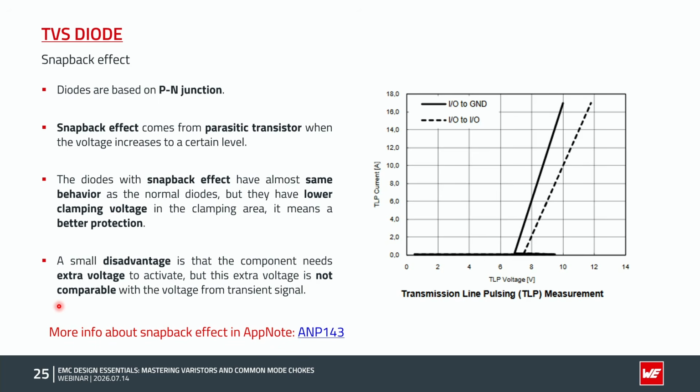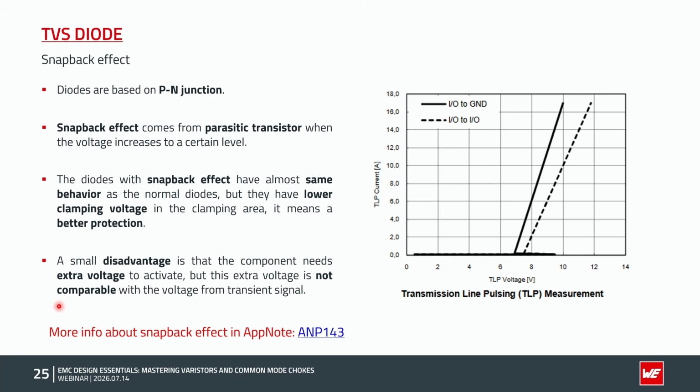For TVS diodes, there is an interesting point to discuss. Some of our TVS diodes can have a snapback effect. As you can see in the graph, the component requires an additional voltage to reach the breakdown point, and then it follows a curve similar to that of a normal diode in the climbing area. This phenomenon occurs because when the component is mounted on the PCB, a parasitic transistor can appear once the voltage rises to a certain level.